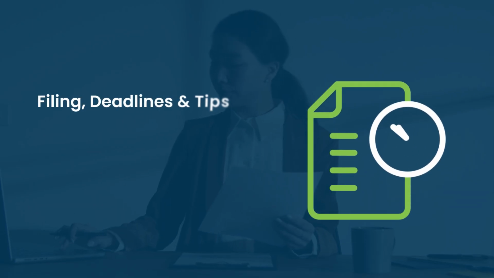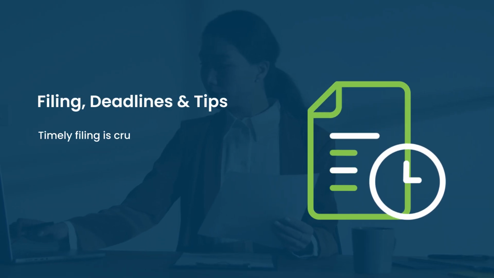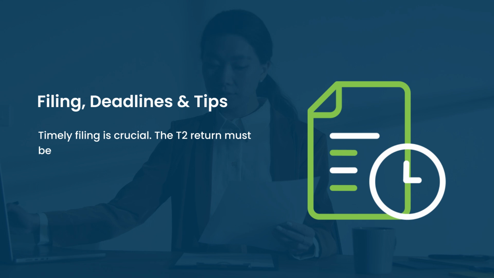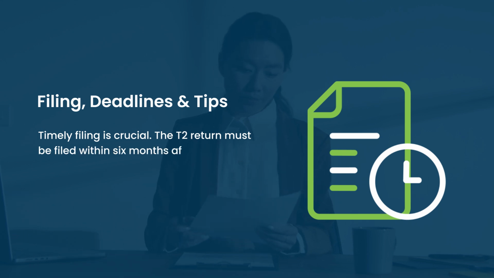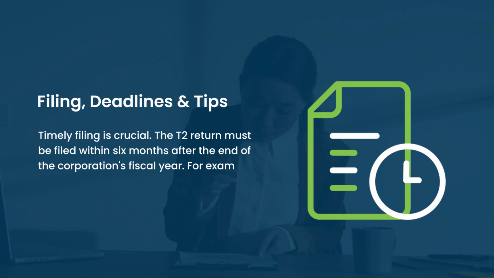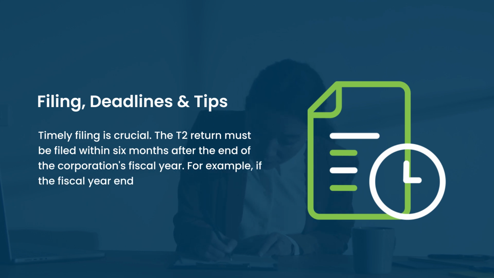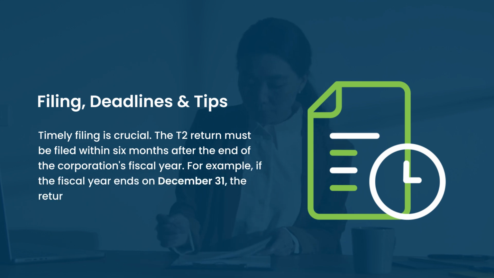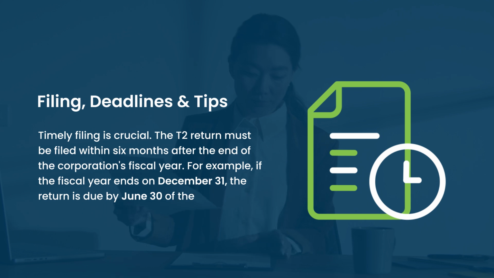Filing deadlines and tips. Timely filing is crucial. The T2 return must be filed within 6 months after the end of the corporation's fiscal year. For example, if the fiscal year ends on December 31st, the return is due by June 30th of the following year.